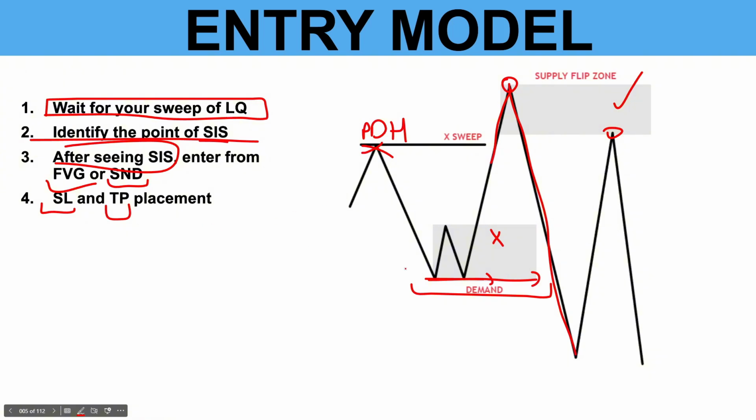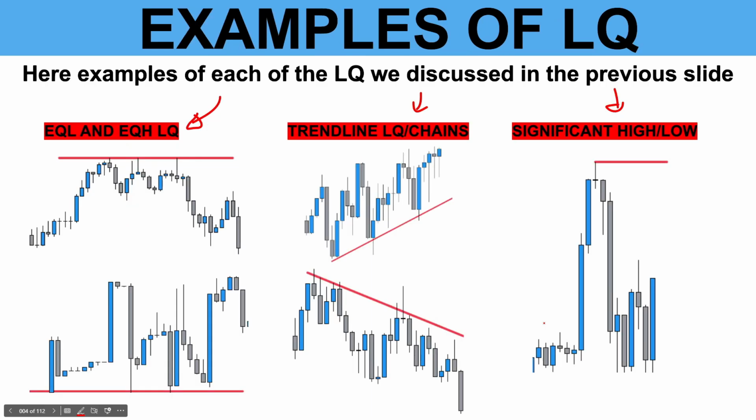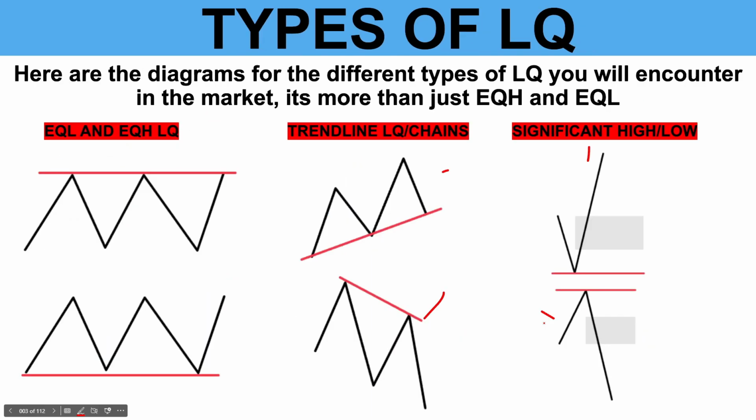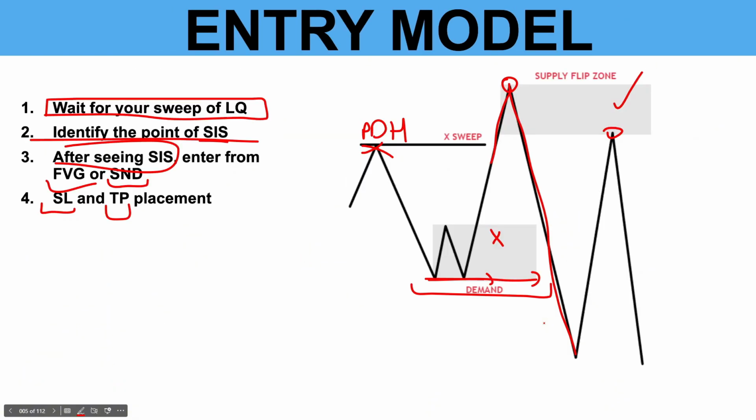And the TP placement can go at any form of TP that you like. So an opposing zone, equal lows, an area of liquidity, whatever suits the trade. But yeah, guys, that is the entry model. This is how you're going to make money from this. These are the examples and this is the knowledge. You need to consume all 3 of these slides to be able to understand and master liquidity in 2024 and going into 2025 for your trading.